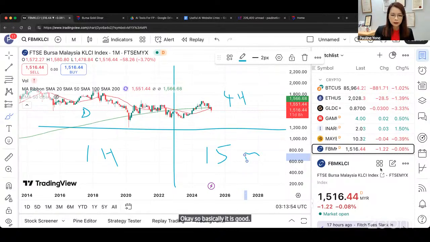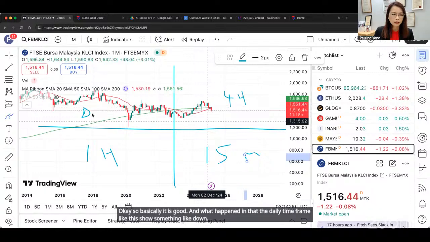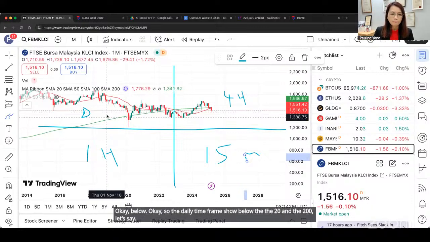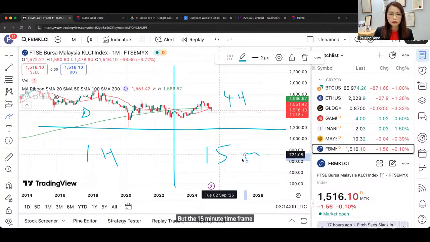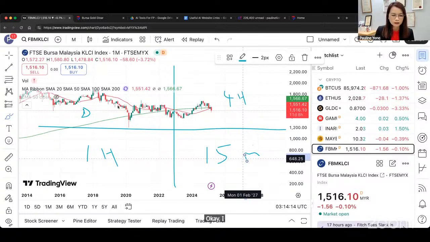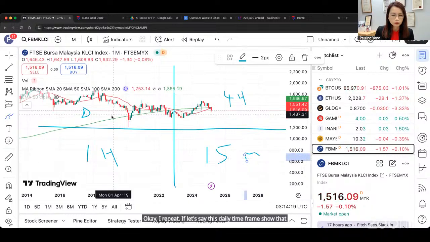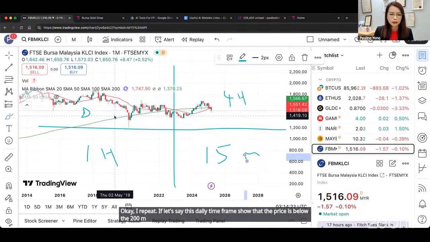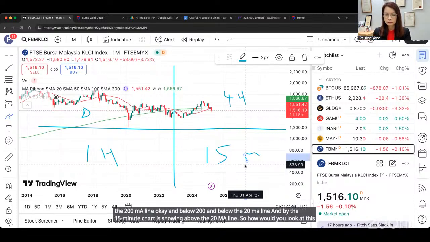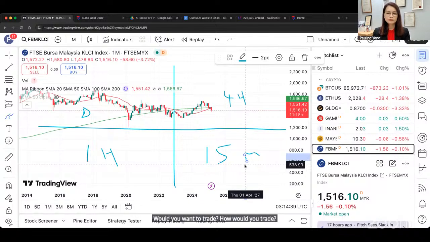What if the daily time frame shows something down, below the 20 and the 200, let's say, but the 15-minute time frame is showing above the 20 MA line? So what would you do? Okay, I repeat. If the daily time frame shows that the price is below the 200 MA line and below the 20 MA line, but the 15-minute chart is showing above the 20 MA line, how would you look at this? Would you want to trade? How would you trade? Anybody?